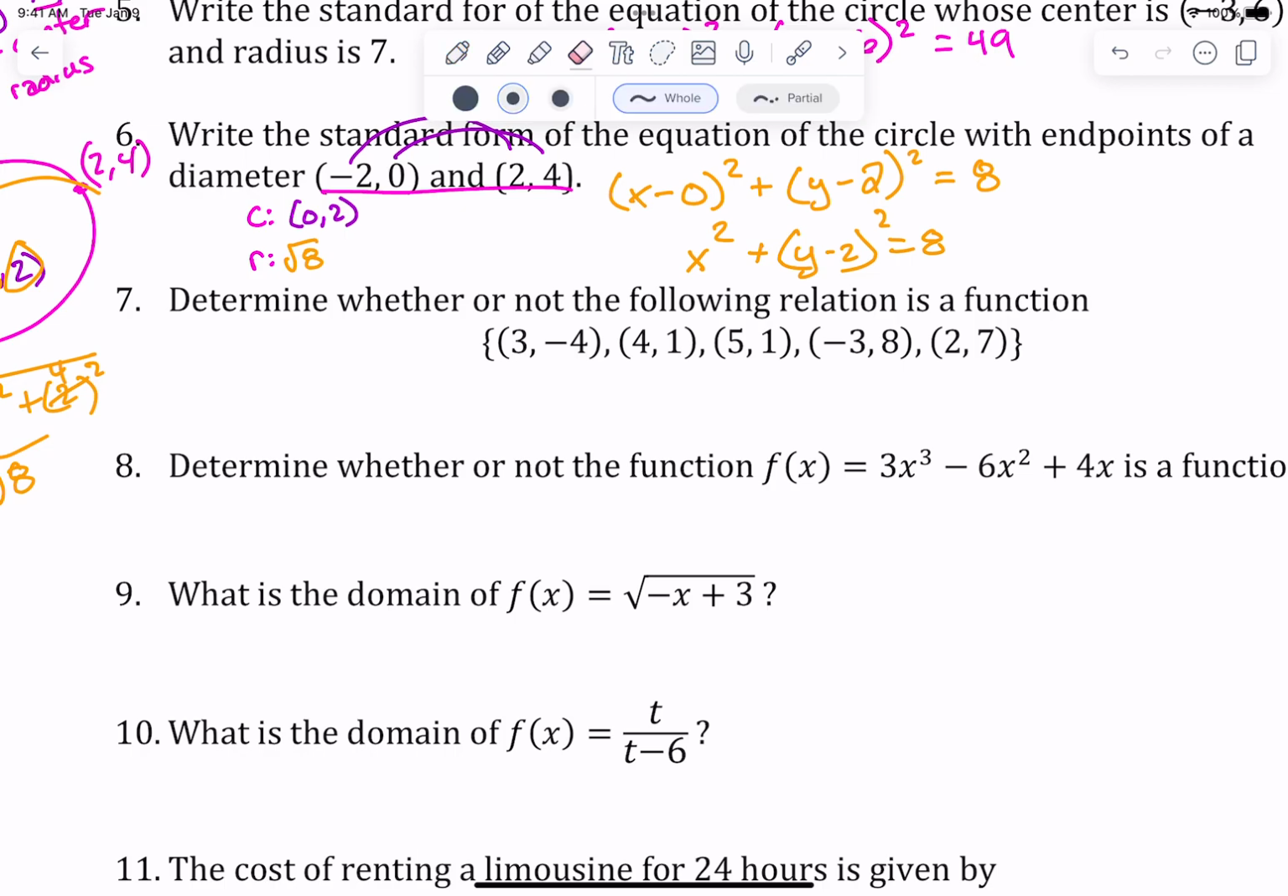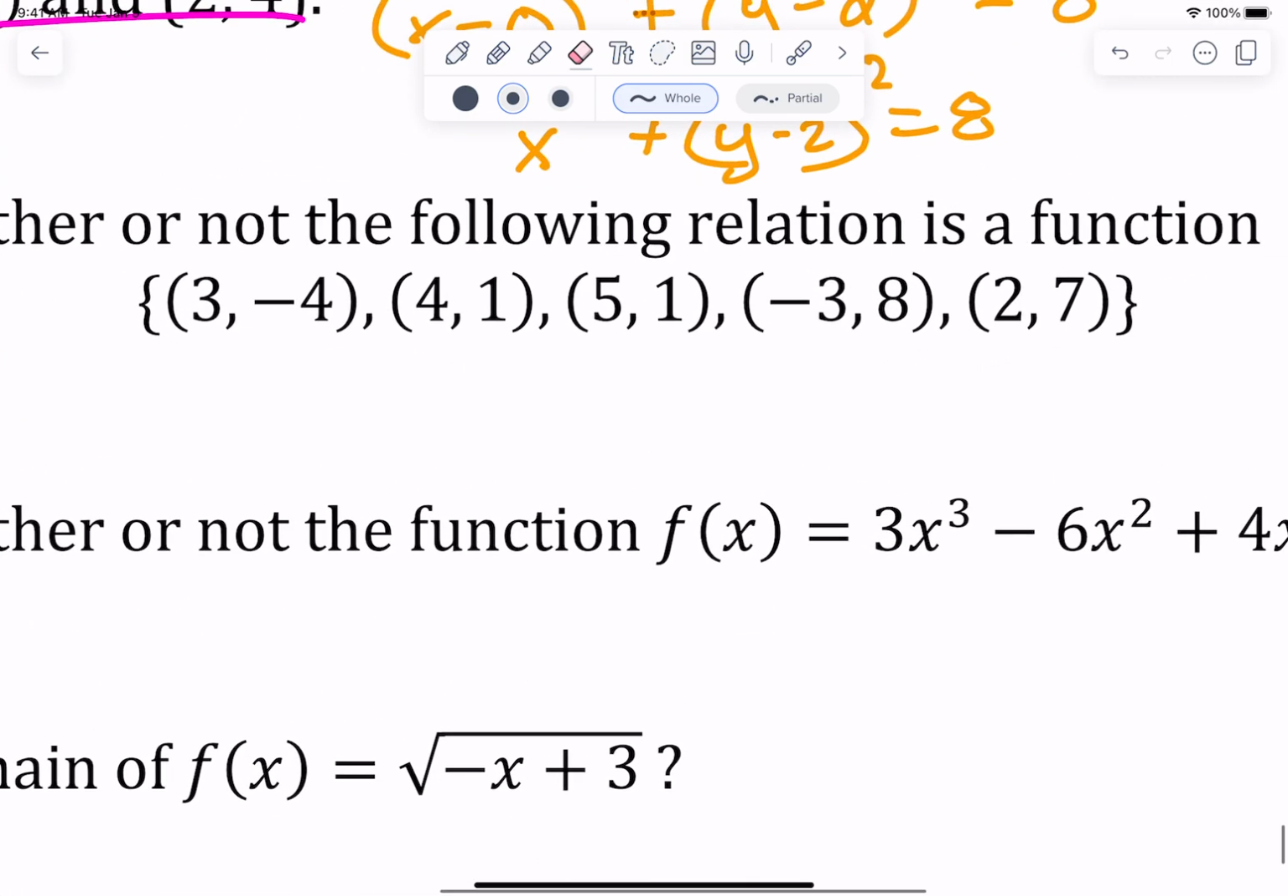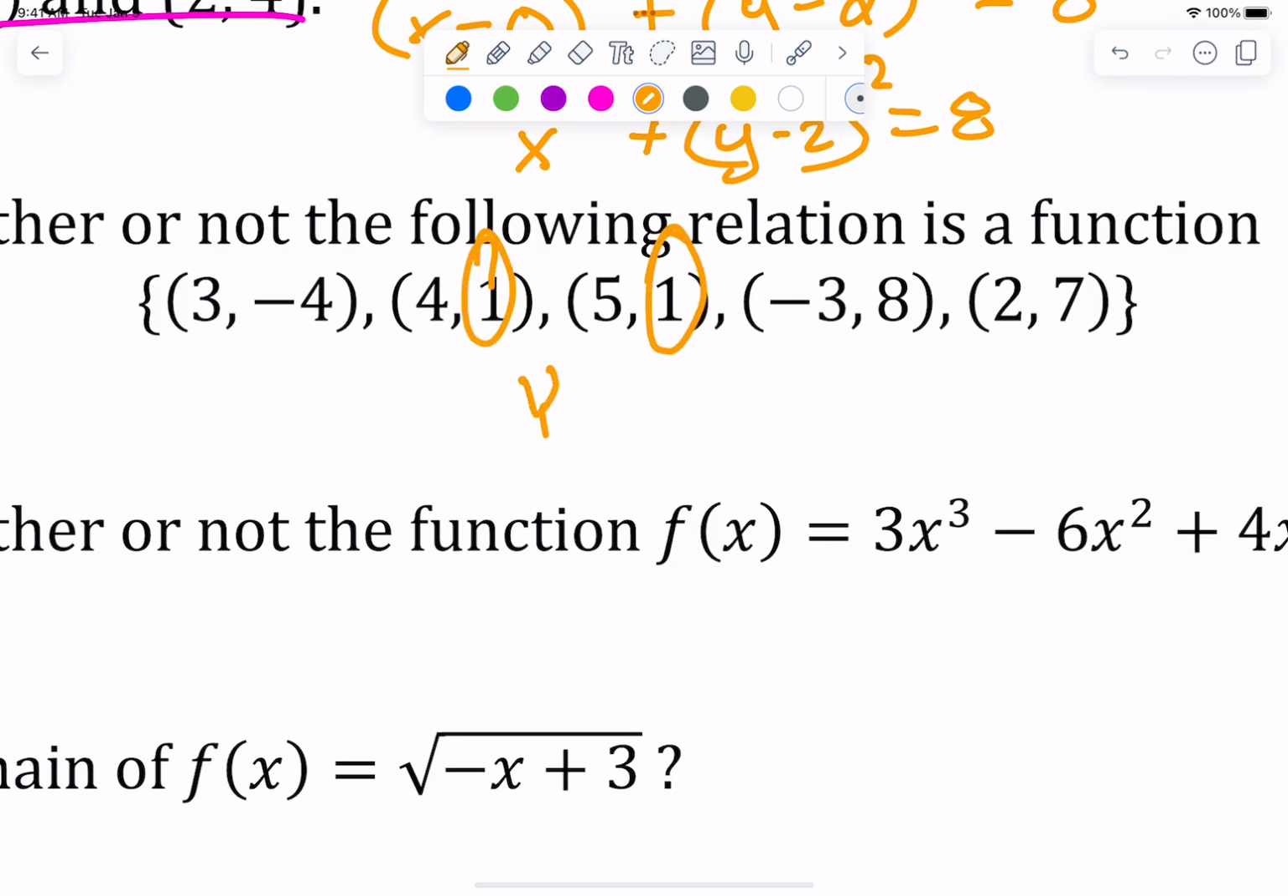I don't know how to do this. Yes or no? That's the one thing I do remember: is it a function or is it not a function? How do you tell if that's a function or not? The x's repeat. Are the x's repeating? No. The y's are repeating, 1 and 1. That doesn't matter. So yes, function. It will pass the vertical line test if I plot those, right?